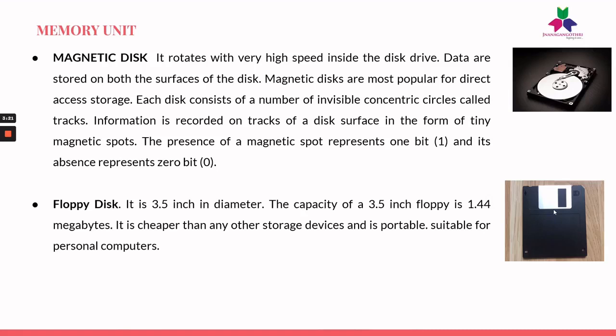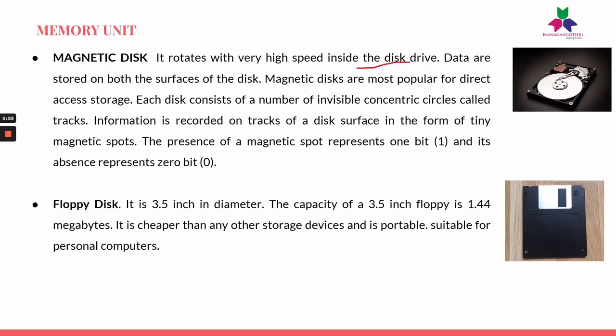So a few examples of the memory units: the first one is your magnetic disk. So what is a magnetic disk? You may have seen an old gramophone record, which is like a circular disk with a coated magnetic material on it. The same kind of magnetic disks are used in computers, which are based on the same old principle of the gramophone record. So what happens is it rotates at a very high speed inside the disk drive.